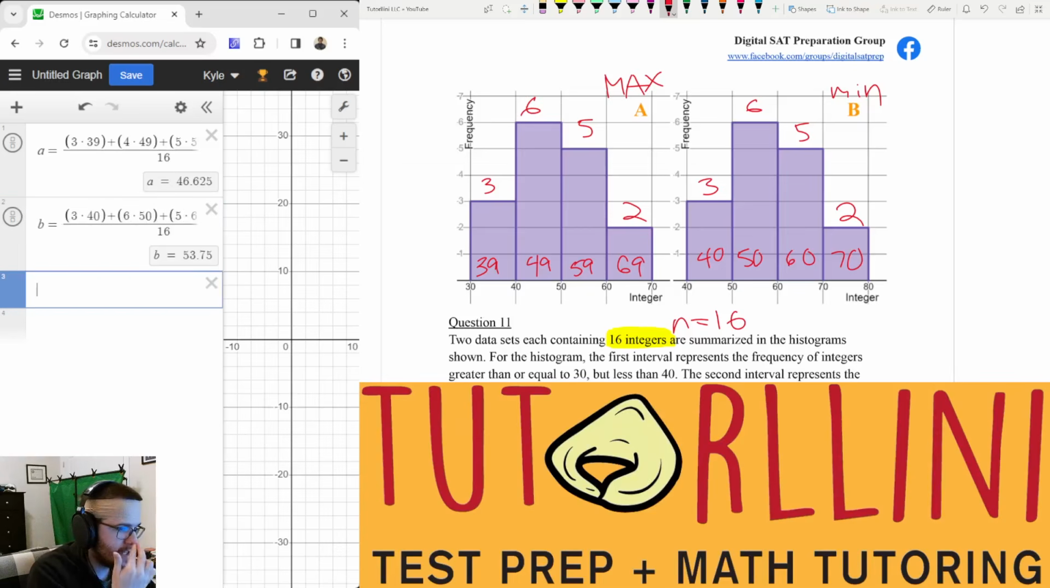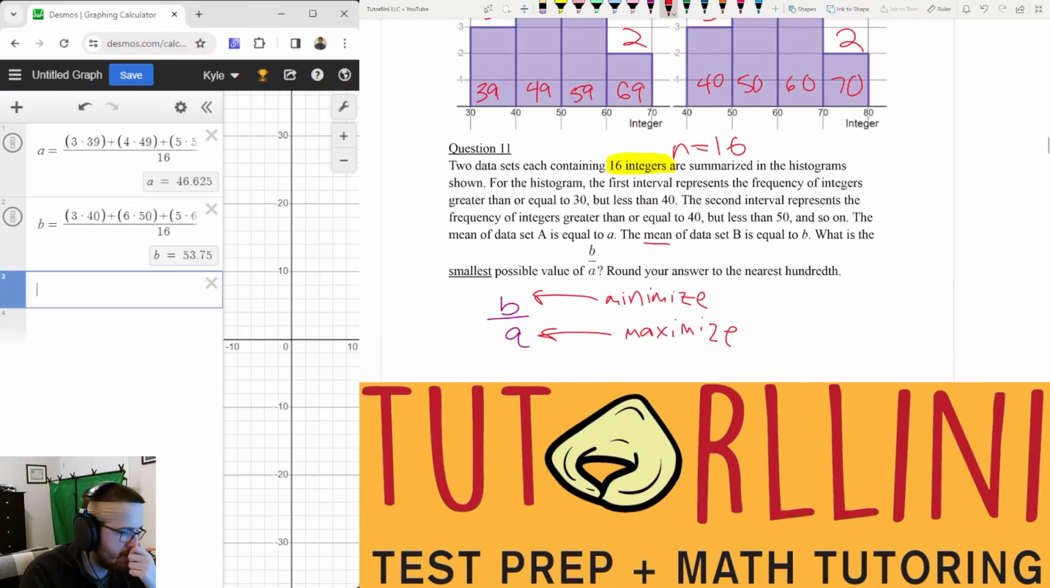Okay, so A is 46.625 and B is 53.75 for the question they're asking us, right? And we want the smallest possible value of B over A. So let's do B over A.